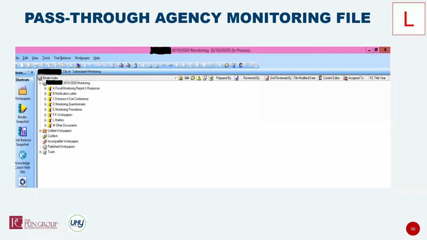E is our monitoring procedures, which is really our work program. And then F through K is our working papers, which I'll show you on the next slide in more detail. Section L is our matters for consideration, or what we would call preliminary findings. We haven't made a final determination on whether it's an observation or a finding, but that's where we log and track things that come up during the review. And then other documents are things like we talked about earlier: policies, procedures, chart of accounts, etc.